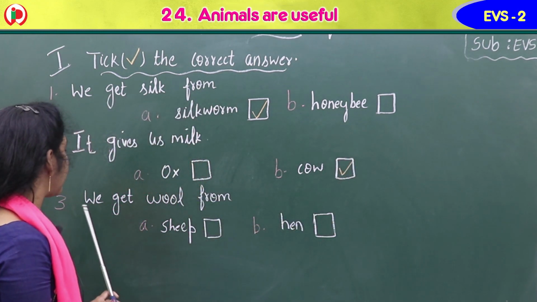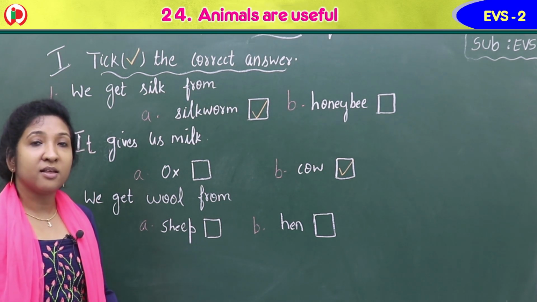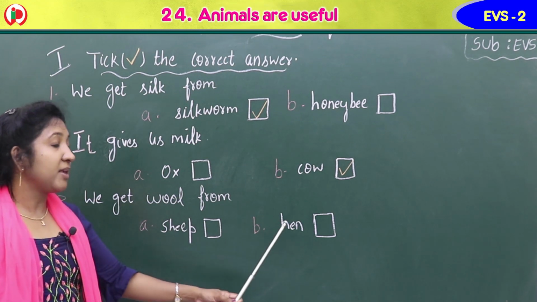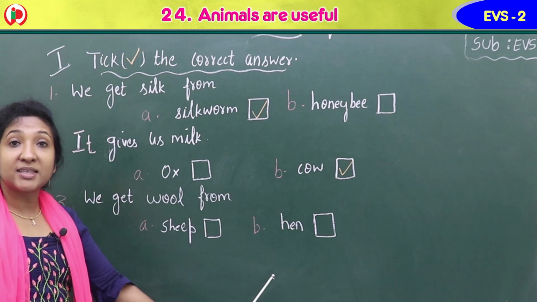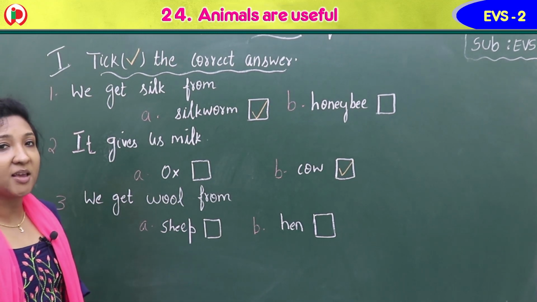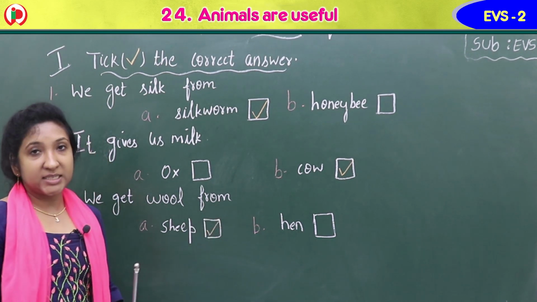Coming to the third question, we get wool from. From where do we get wool? Option A, sheep. Option B, hen. We get wool from which animal among these? Yes, sheep, S-H-E-E-P. Option A is the correct one. So here you can give a tick.